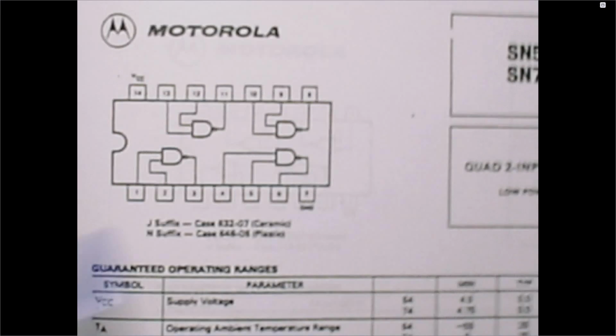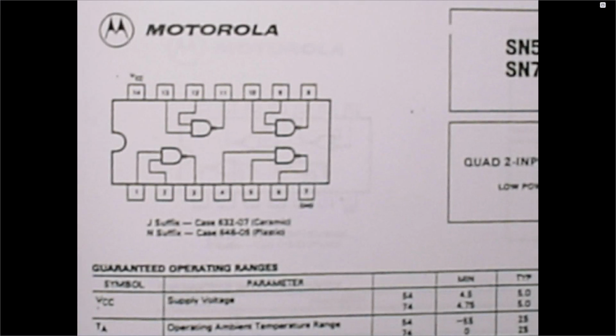Okay, so it doesn't have to be 7 and 14 in every IC. You actually have to look at the data sheet every time to see which pin is ground and which is VCC. Those pins have to be connected to ground and VCC for the IC to work correctly. Otherwise, the IC will not respond.